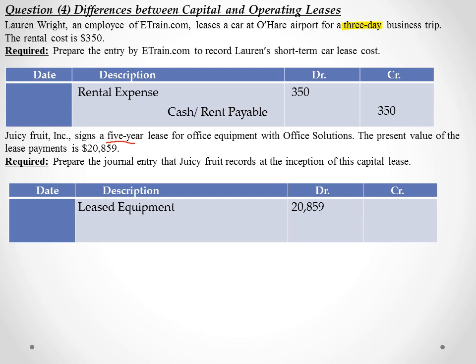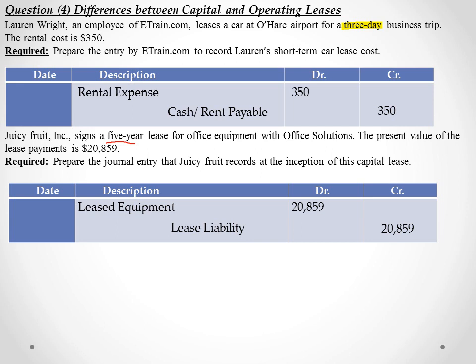So let us discuss the second case. Juicy Fruit signs a 5-year lease for office equipment with Office Solutions. The present value of the lease payment is $20,859. Prepare the journal entry that Juicy Fruit records at the inception of this capital lease. So now you need to look at the period. It's given as 5 years, so this is classified as a capital lease. So we need to record the entry from the lessee's point of view.